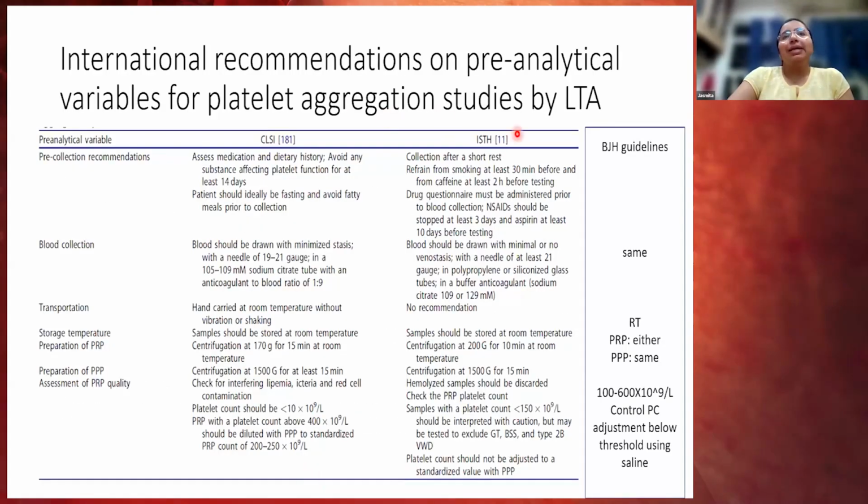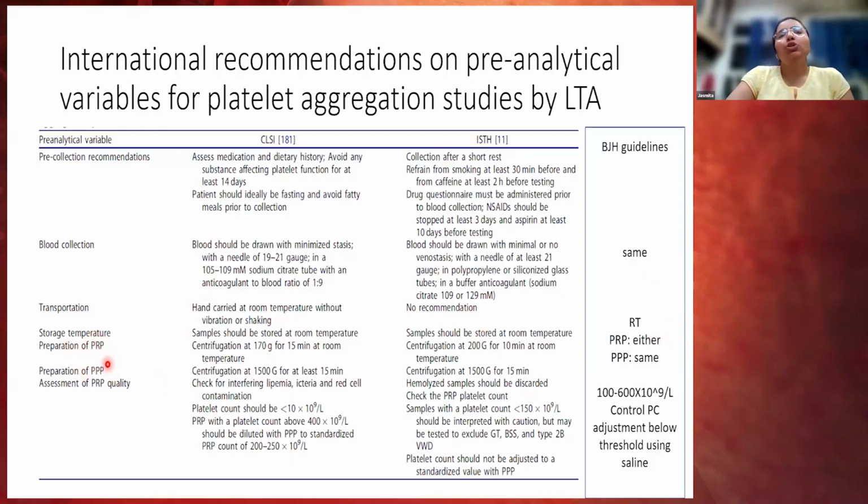So these are the guidelines and the initial recommendations for pre-analytical variables. If you have a look, there are slight differences between the guidelines also. So here you have stoppage of NSAIDs or any medication or dietary things 14 days before, here it is 10 days before. BJH guidelines haven't recommended anything on that part. Blood collection is fairly constant, and all three guidelines are on the same page. For transportation, again, to be carried at room temperature. ISTH doesn't mention transportation, this is at room temperature.